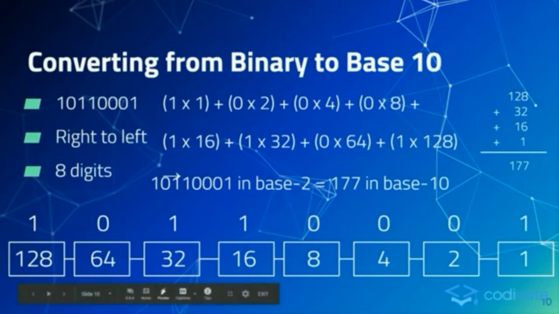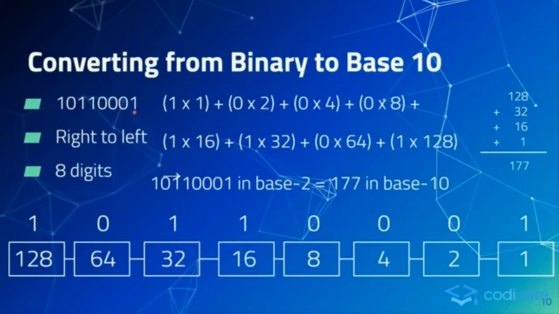Let's take a look at the binary number 10110001 right over here. The most important thing to remember is the value of each of the places in binary. When we go from right to left, the value of each place gets multiplied by 10 in base 10. In the same way, in binary, the value of each place gets multiplied by 2 because we are in base 2.